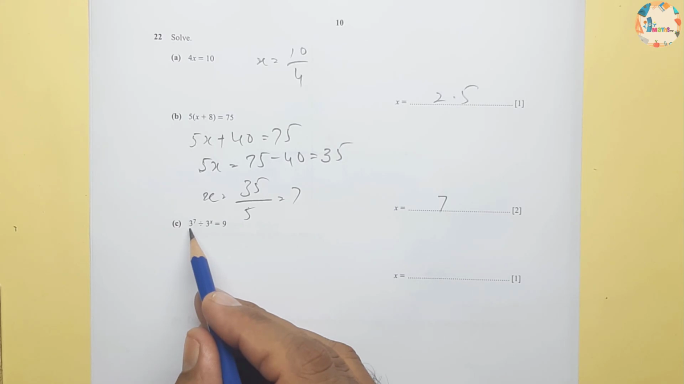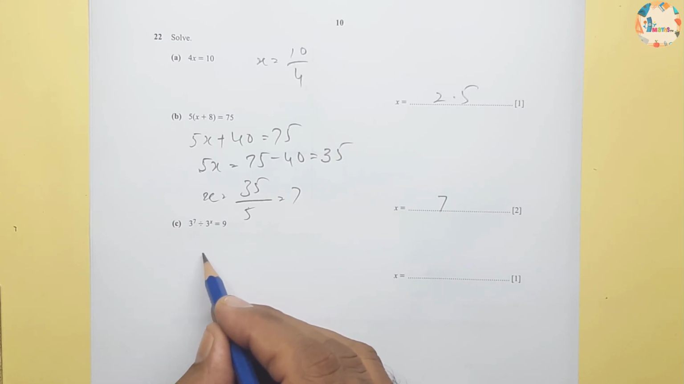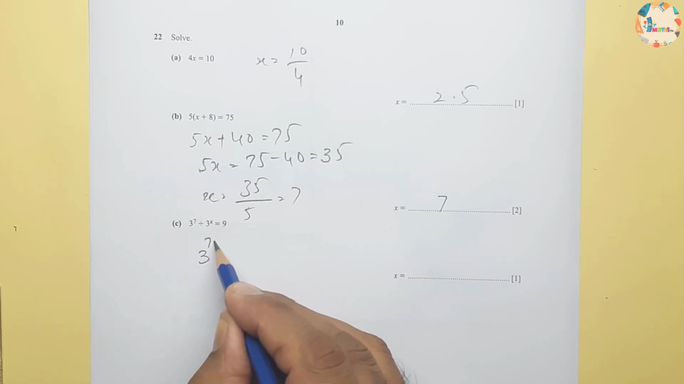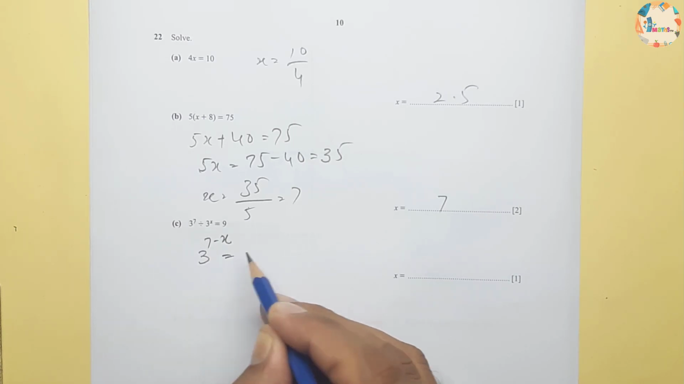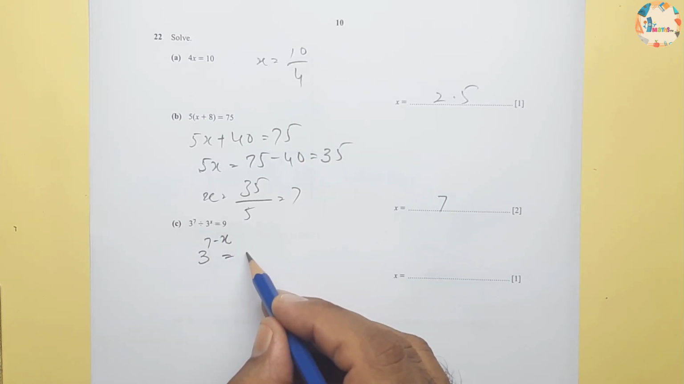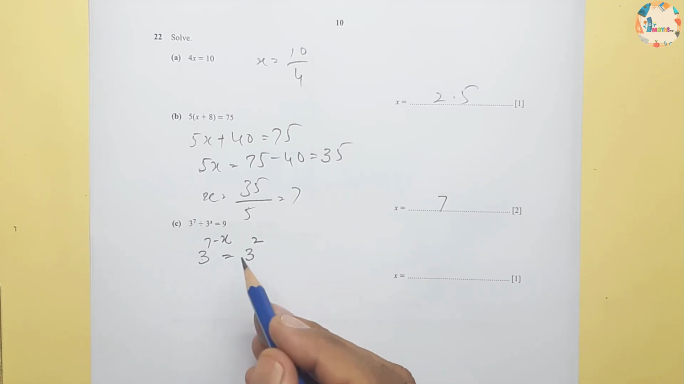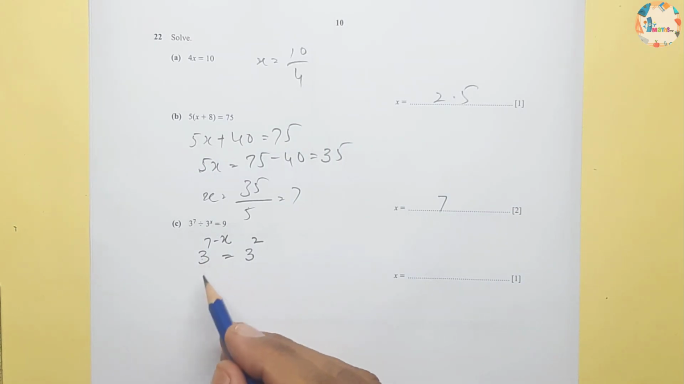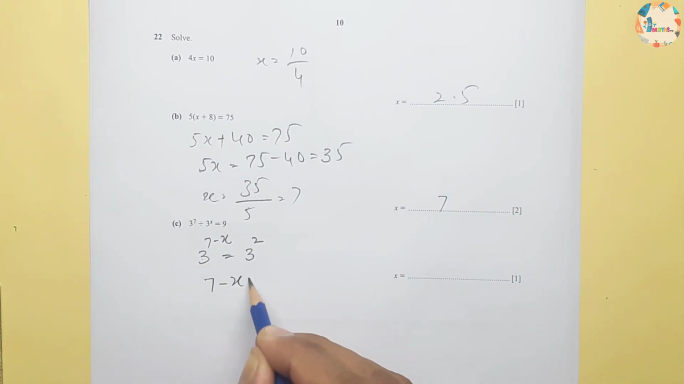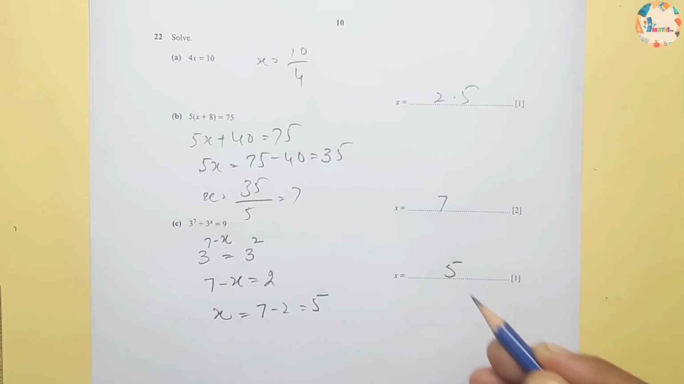Similarly, this one, they are saying 3 raised to power 7 minus x is equal to 9. So we can write 9 as 3 squared. Bases are same, so we can leave these bases and we can write powers as equal. 7 minus x is equal to 2. So x we can shift to other side. So x will be equal to 7 minus 2, which is equal to 5. So our answer will be 5.